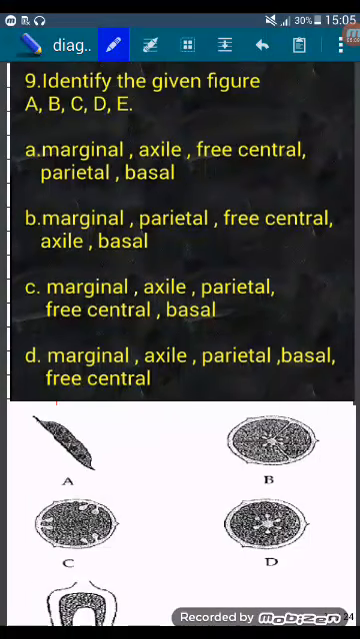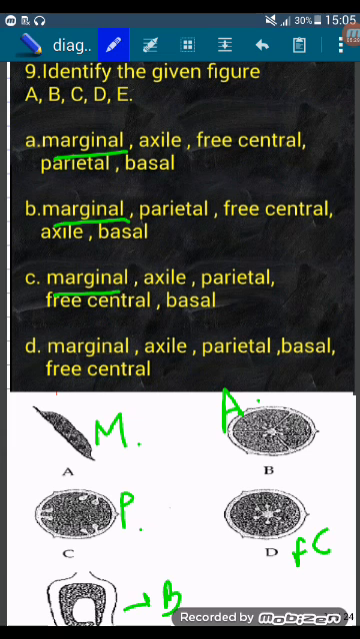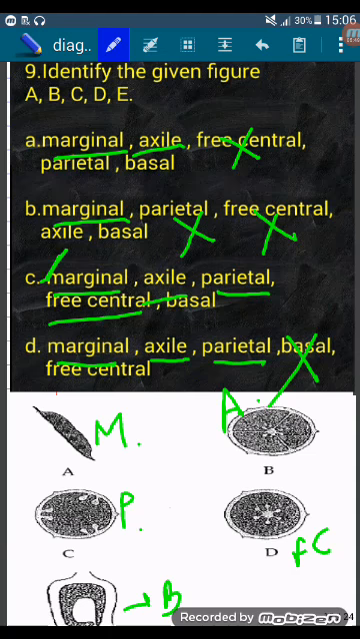Next question. Identify the given figure A, B, C, D and E. A is marginal placentation. B is axile placentation. C is parietal. D is free central and E is basal. So marginal. Option B is axile. It is wrong. C is parietal. It is wrong. This also wrong. So option C and D left. D is free central and not basal. So answer is C.